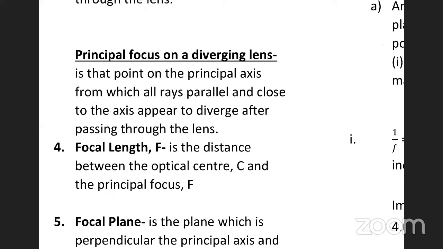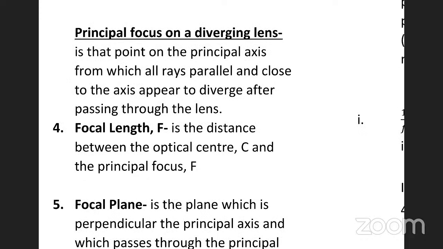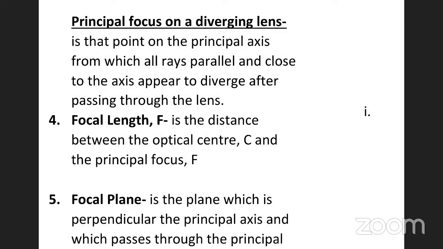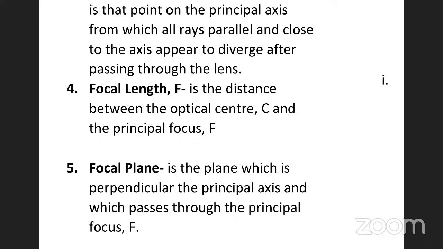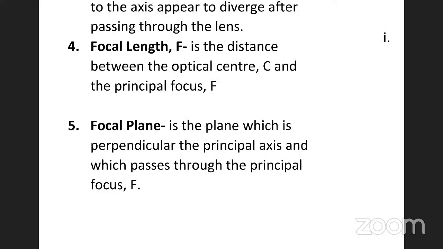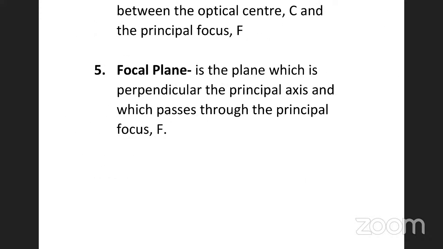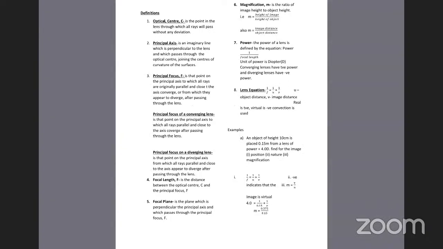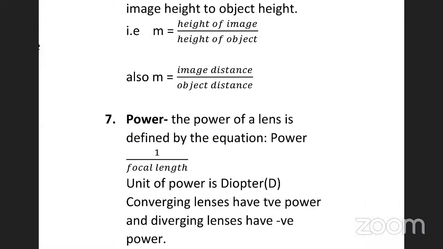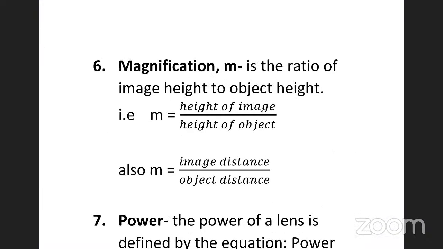One thing to notice is that the principal focus of a diverging lens is the point on the principal axis from which all the parallel rays close to the axis appear to diverge after passing through the lens. We went through all this already. Focal length is the distance between the optical center and the principal focus. Focal plane is the plane perpendicular to the principal axis which passes through the principal focus. Nice.